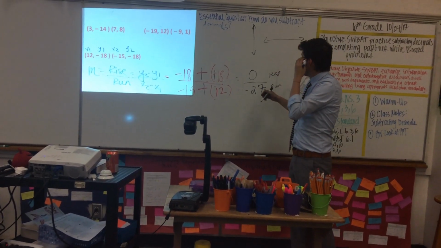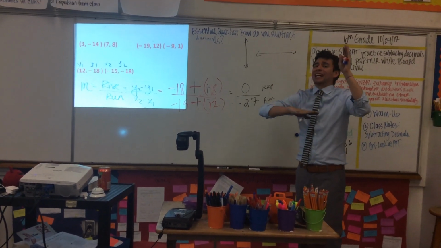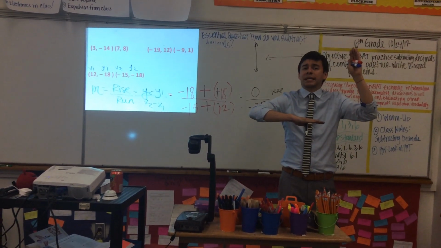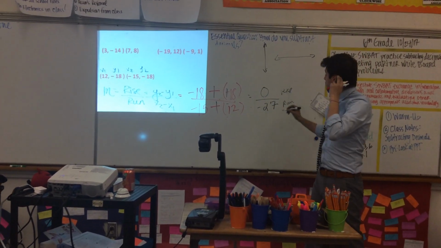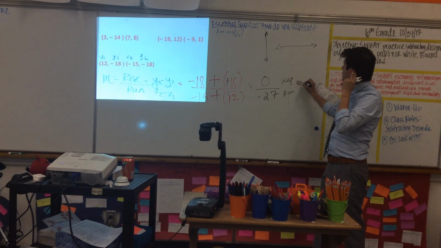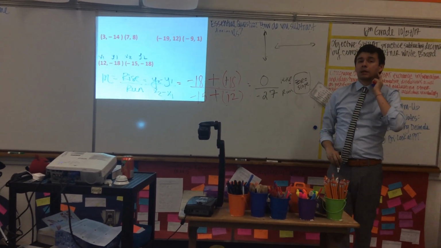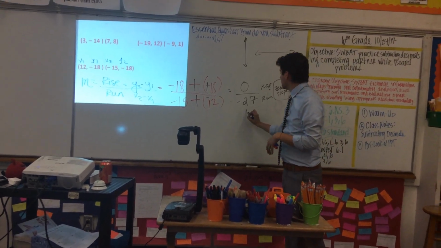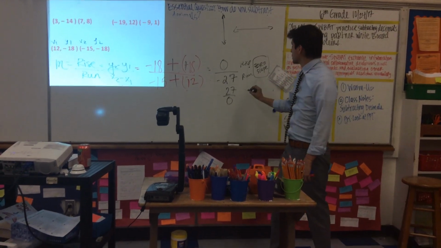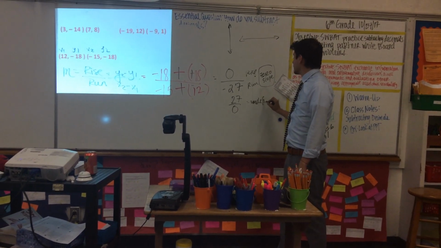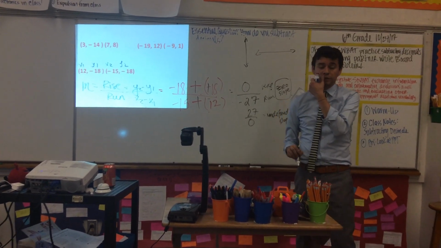Okay. Which one doesn't have a rise? That means which one doesn't go up and down? This one. This one's the only one that goes side to side. So when you have a 0 at the numerator, this is what I call a 0 slope. Now what happens if you would have gotten 27 over 0? If your 0 is on the denominator, this is what we call an undefined slope. That's the difference between a 0 slope and an undefined slope.